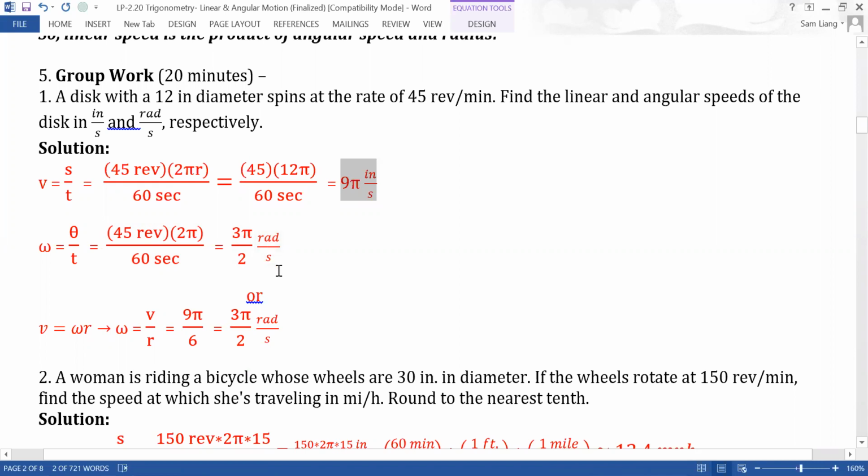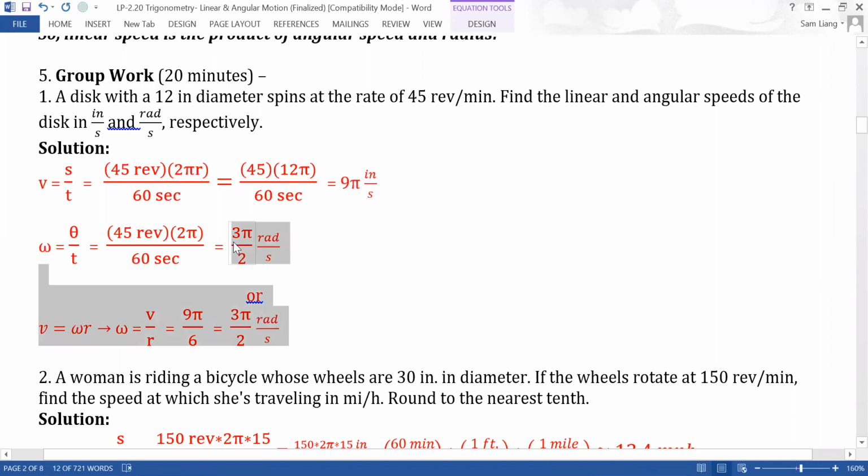Now, another way to solve this, we can use the last formula that we saw, which is v equals omega r. You can solve for omega by dividing both sides by r, so omega equals v over r. We know v is 9 pi inches per second, and r is 6 inches. And then you get the same thing, 3 pi over 2 radians per second. Either way you get the same answer.